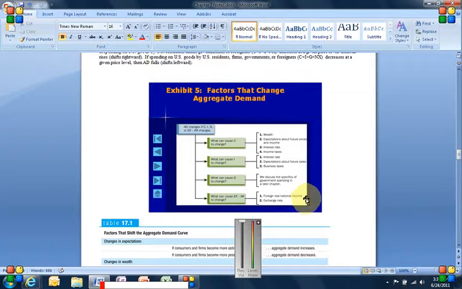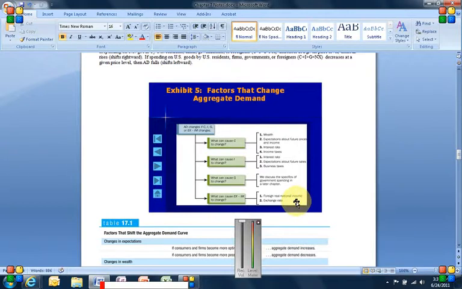What if I said foreign real national income increases? So the real income, factoring out inflation, forget about prices, truly real income increases in other countries that are buying our stuff. What's going to happen to AD for our stuff? Well, they can afford to buy more of it, so AD is going to shift to the right. If foreign real national income decreases, as their incomes decrease, they can afford to buy less of our stuff and all the other stuff that they buy, so our AD is going to shift to the left.